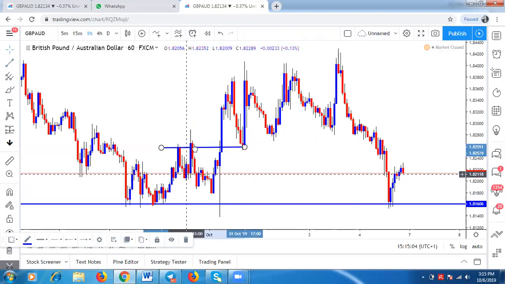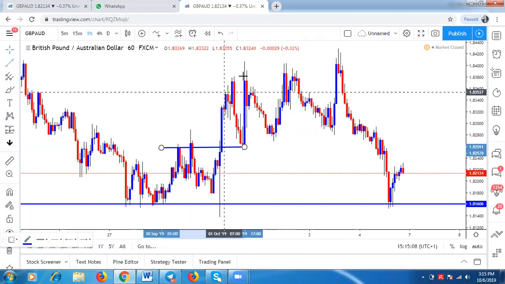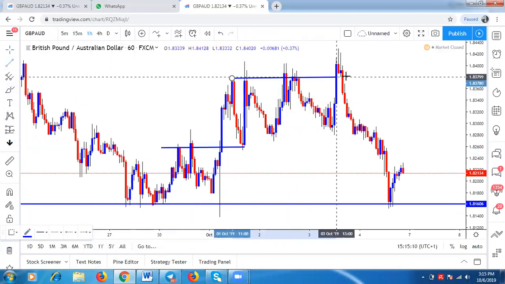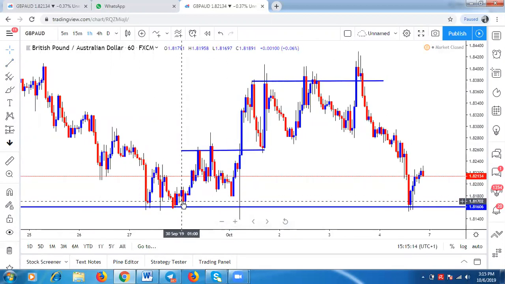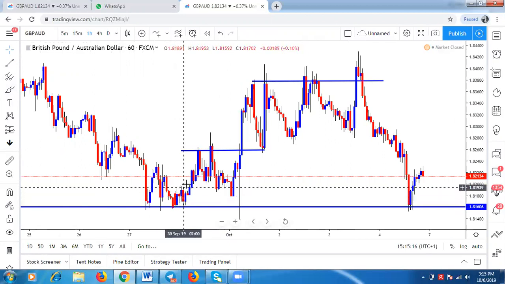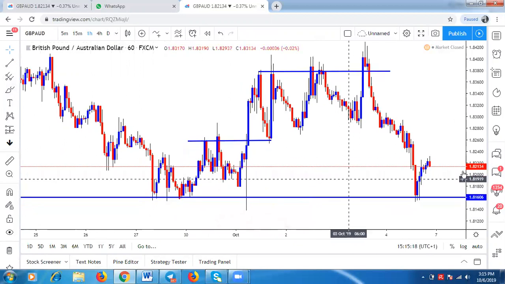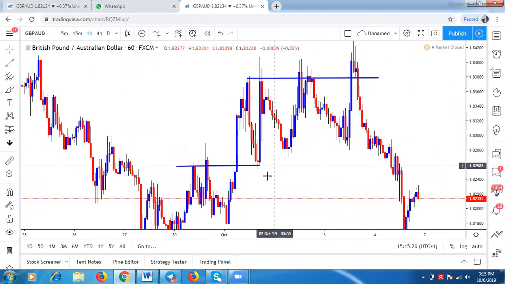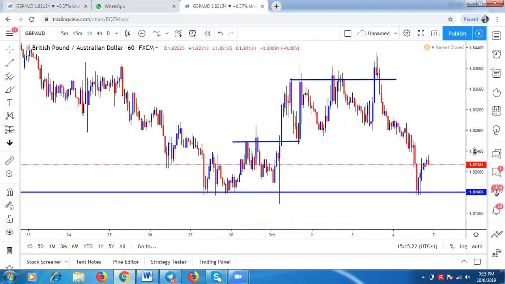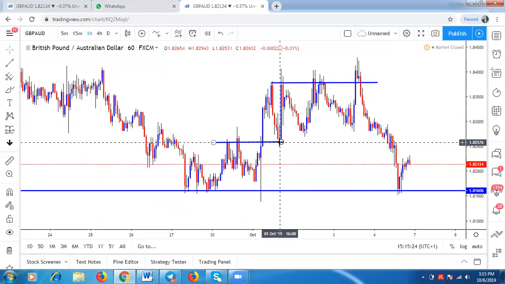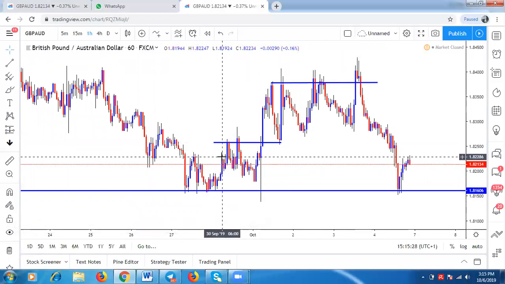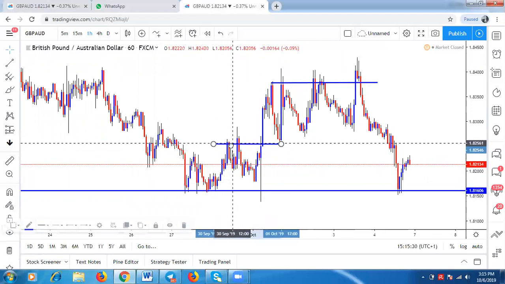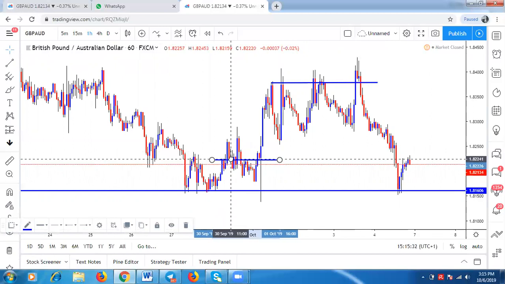Okay, consolidation. Then the next one above that is another level, right? So we have one. Now the level marking, you're going to get it with practice. So we have one level here. Sorry, this is it. This is one level.